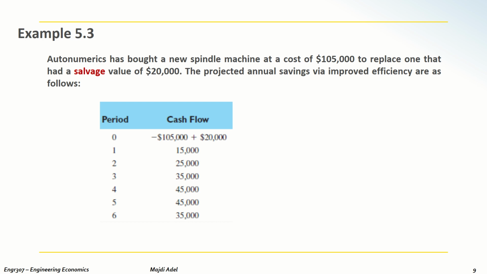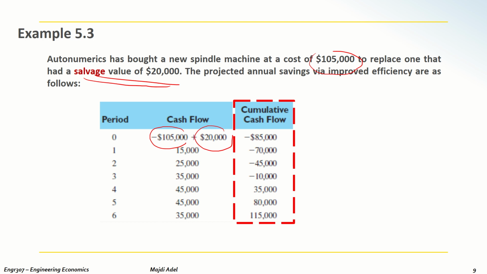The project annual savings by improved efficiency are as follows. So my net cash flow is as you can see it, and at n equals 0, the actual cost is not $105,000, because they paid $105,000, but they received $20,000 from selling the old machine. Their investment is not 105,000, their investment is minus 105,000 plus $20,000. The $20,000 comes from selling the machine they had, so they paid 105,000 but at the same time they received $20,000.